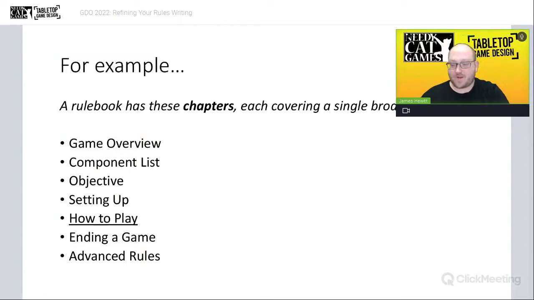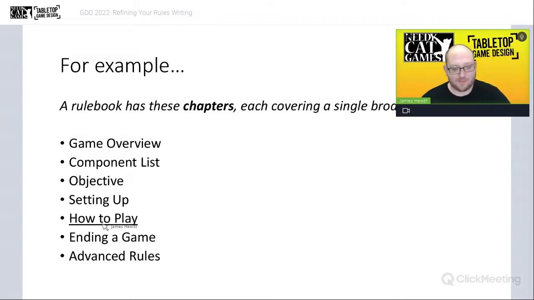But let's say, for example, we've got a rulebook with these chapters. It won't have big chapter breaks like you would have in a novel, but we can see this is the order in which things are flowing, right? Each one of these covers a single broad topic. So we get an overview of the game, a component list, the objective for the game, how to set up, how to play, ending the game, and advanced rules. We've got 7 sections, each of which is a large chapter covering a broad topic.